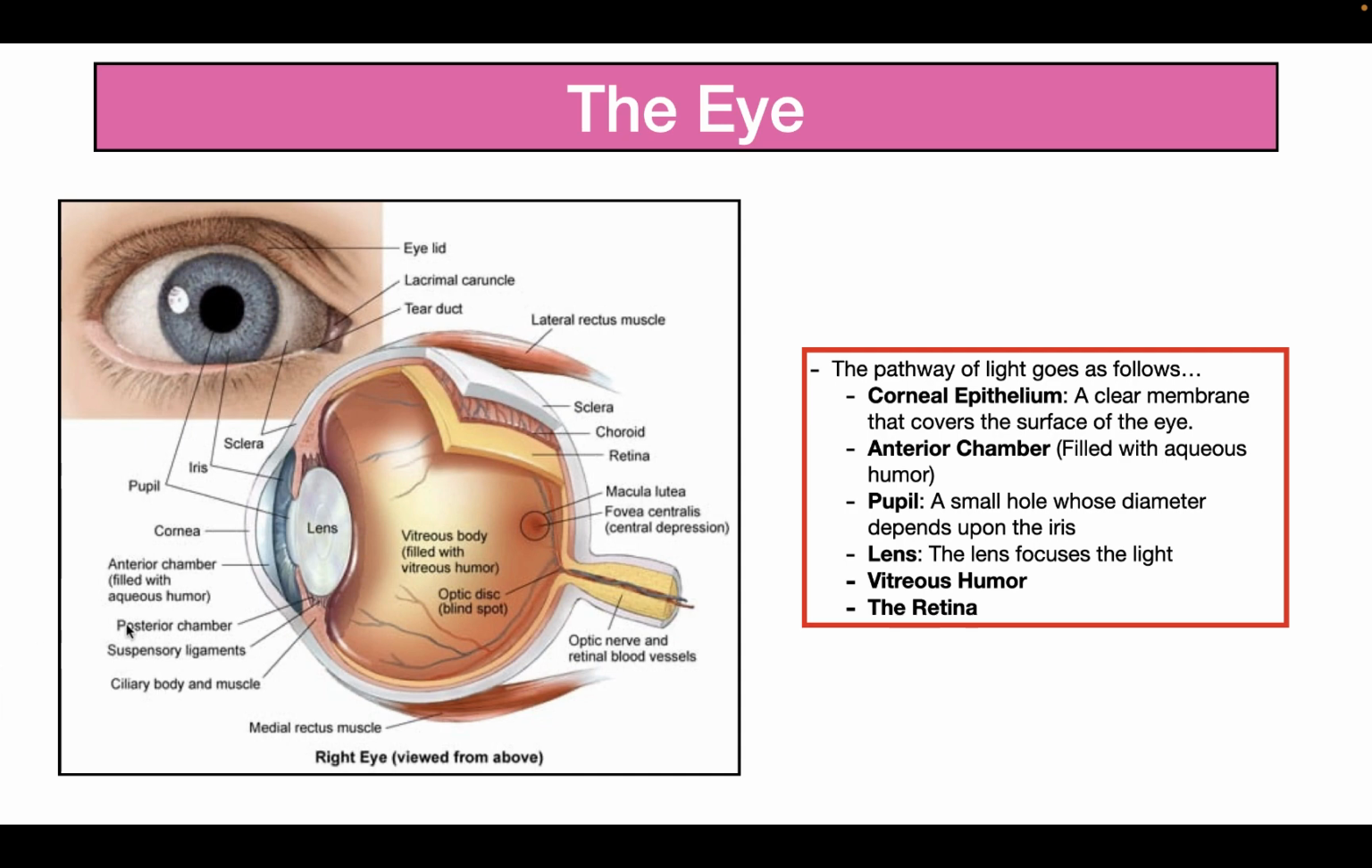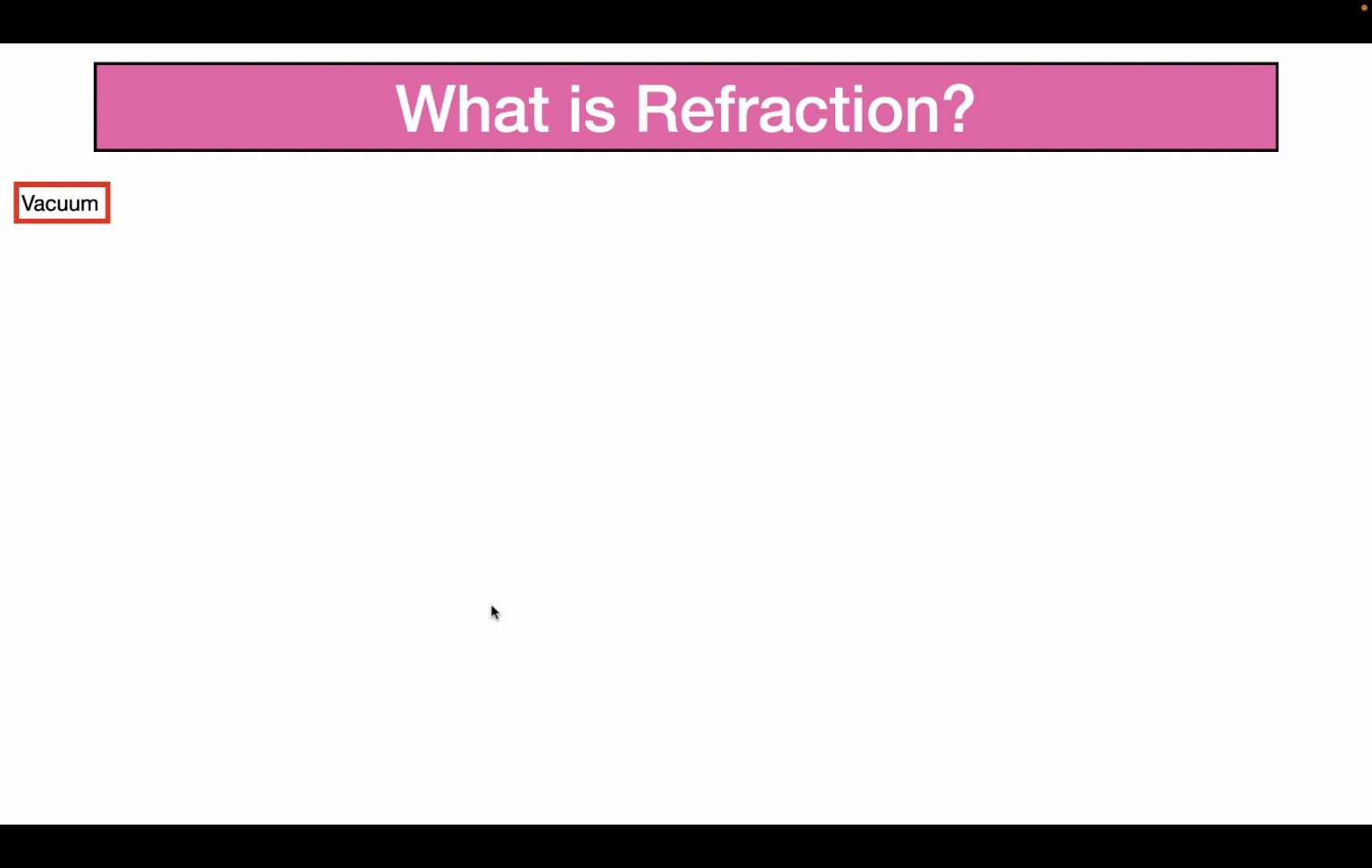After this occurs with the cornea, the light will pass through the anterior chamber, and then through the pupil, and then after that it will travel through the lens, and then into the vitreous humor, which is fluid that fills the vitreous body, and then it will hit the retina, where the signal is transduced into the optic nerve. Before we can talk about how our eyes perceive light, we have to talk about a specific physics quality called refraction.